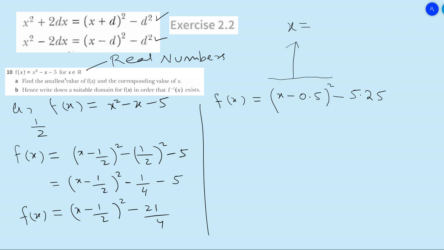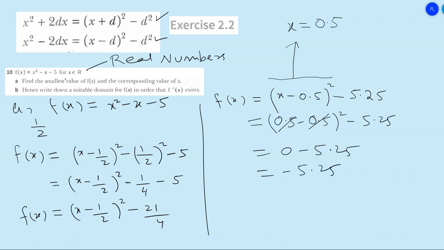So what value do we have to put in the function? Obviously, if we put 0.5 in the function, we will get (0.5 minus 0.5) whole square minus 5.25. 0.5 and 0.5 cancel, and 0 square is 0, minus 5.25. So 0 minus 5.25 is minus 5.25. So for x equals 0.5, y equals minus 5.25. And obviously, this value minus 5.25 is the smallest value.